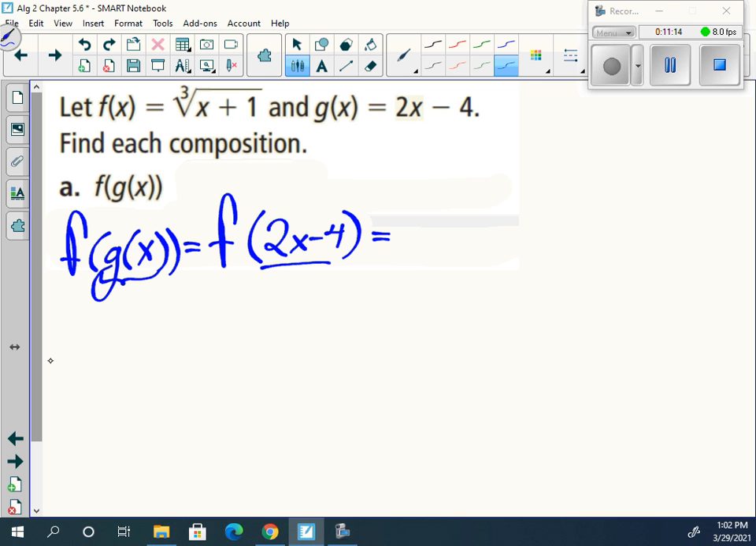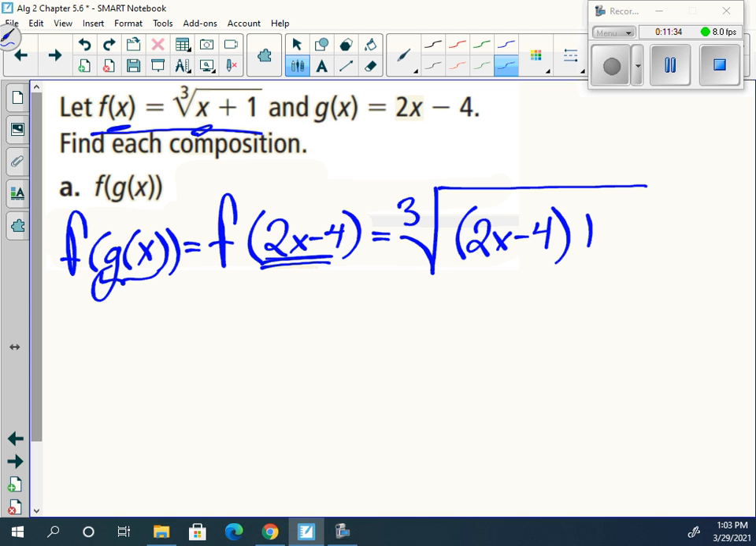So we can plug this into our f of x. So in f of x, any place where there is an x, we're replacing it with 2x minus 4. So here we're going to have the cube root of, since it has an x, we're replacing it with 2x minus 4, plus 1. So the only thing we're changing in our f of x is we're changing x to 2x minus 4.